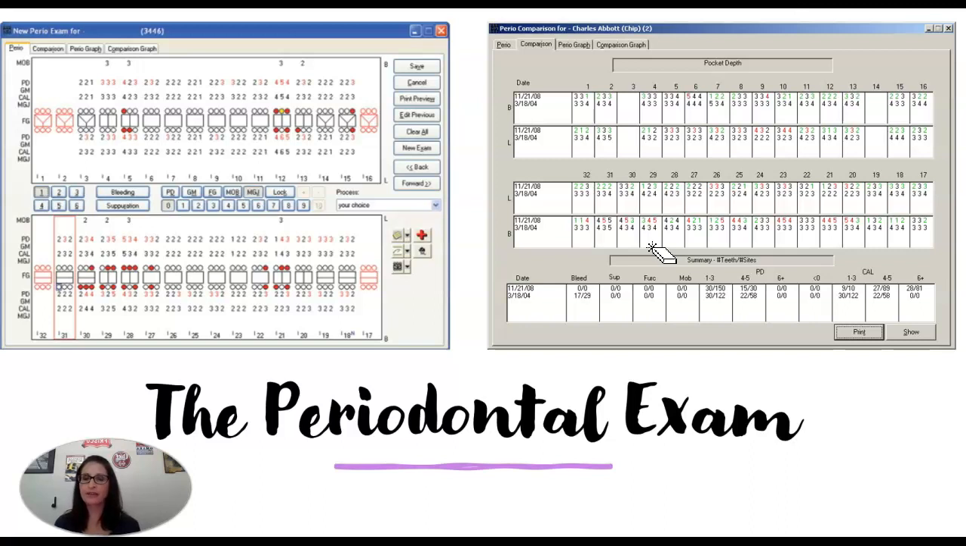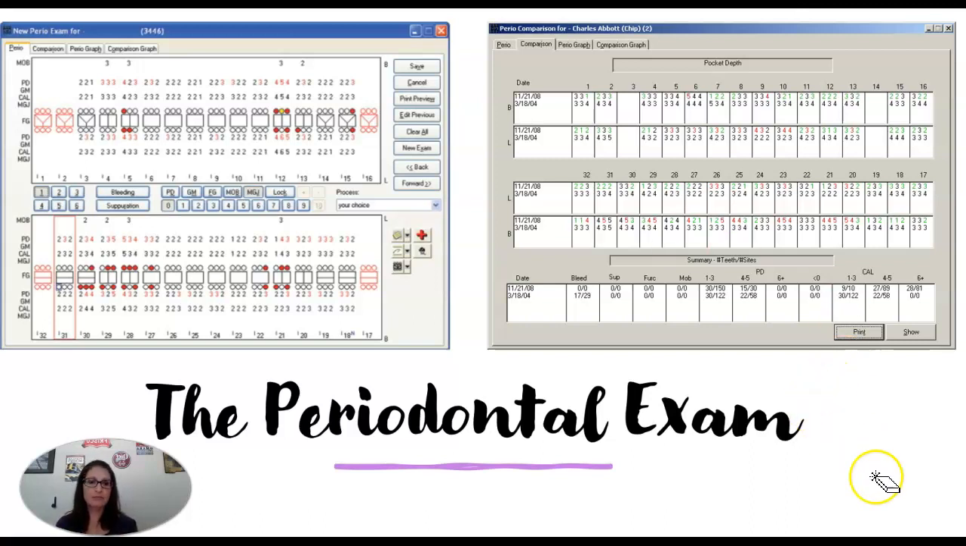Also going to be looking at the occlusal. So as the patient is biting together, what does that look like? Because if they're biting a little bit higher on a certain tooth or a certain area, that could possibly lead to some problems down the road because they're constantly banging on that area there.